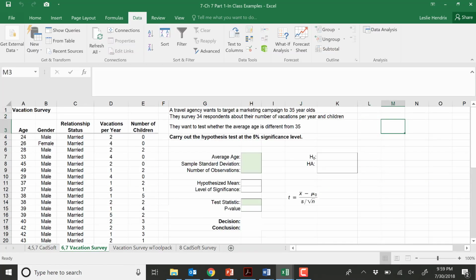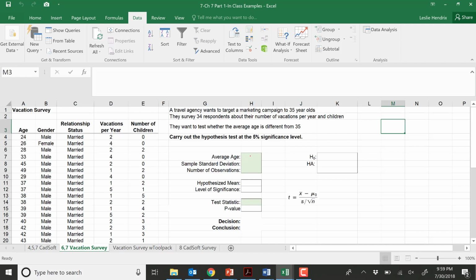Okay, so now we can go to our second example, which is our travel agency survey. A travel agency wants to target a marketing campaign to 35-year-olds. They survey 34 respondents about the number of vacations per year and children, and they want to test whether the average age is different from 35. So carry out the hypothesis test at the 5% significance level.